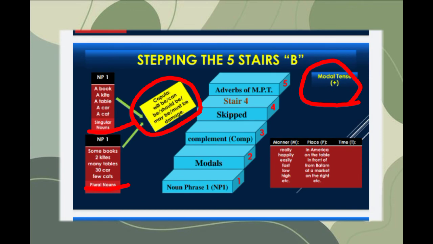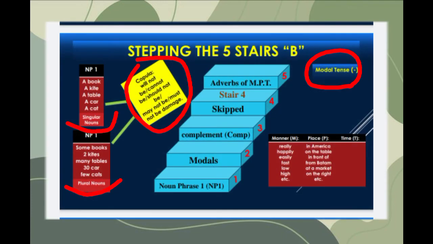Okay, next, modal tense positive. If we use a singular noun or plural nouns, the copula is will be, can be, shall be, may be, might be, and must be. The next, modal tense negative. If we use a singular noun or a plural noun, the copula is will not be, cannot be, shall not be, may not be, must not be.